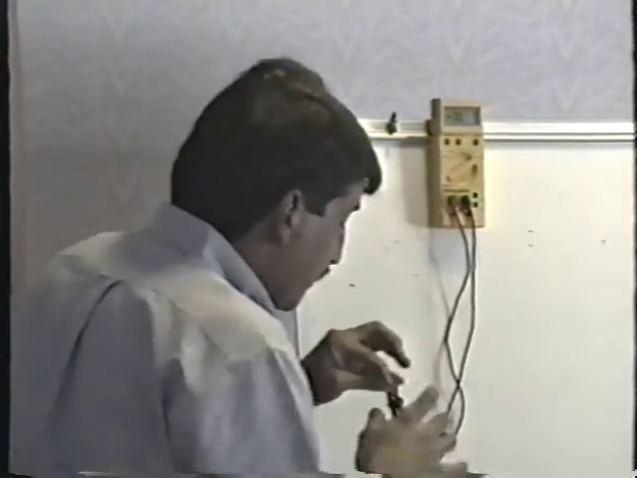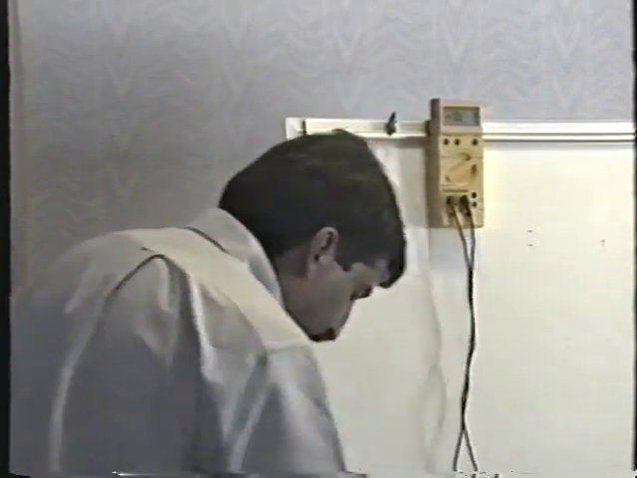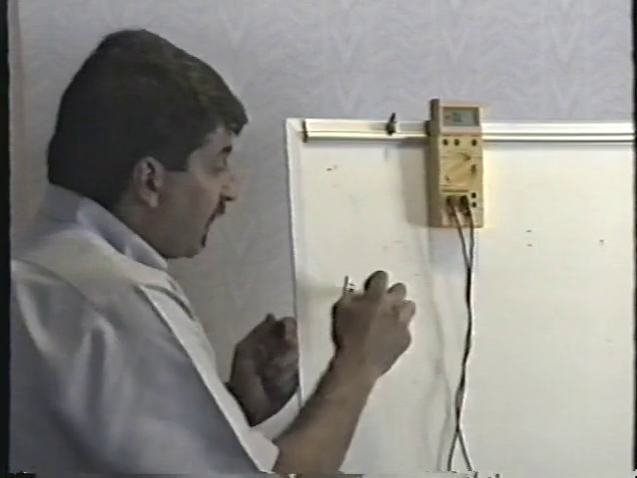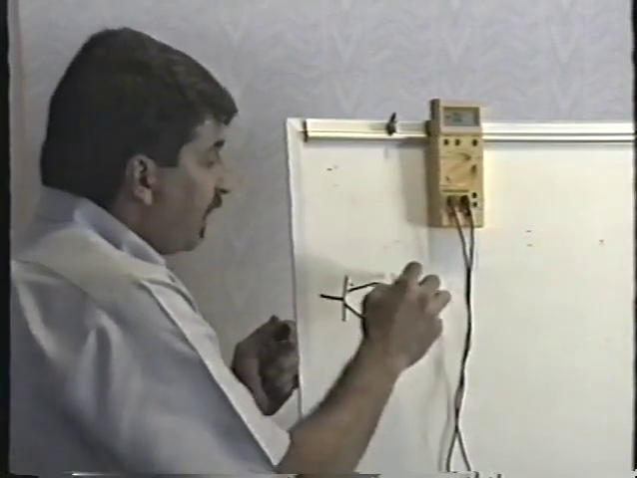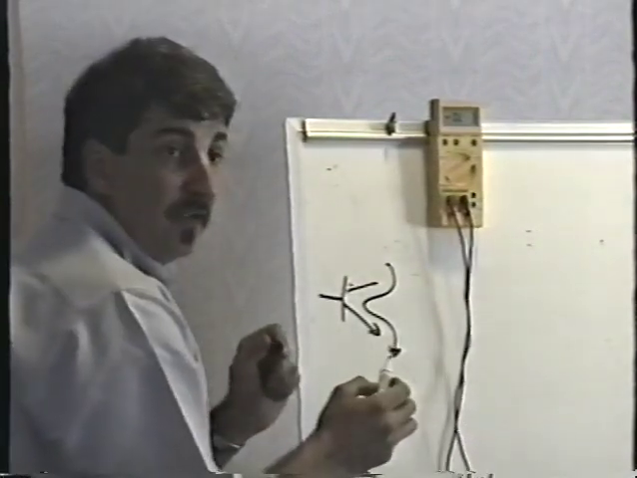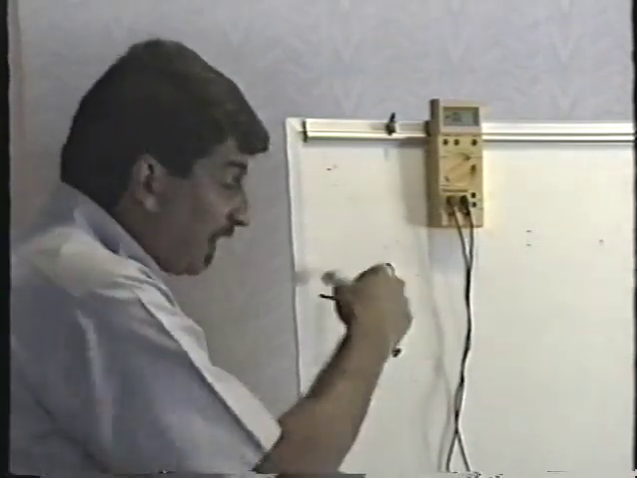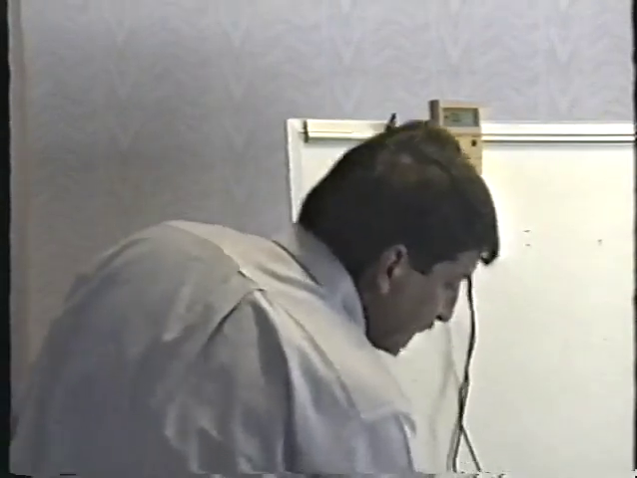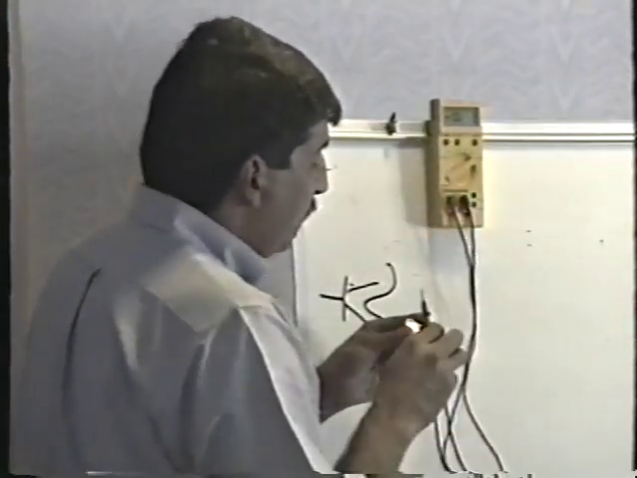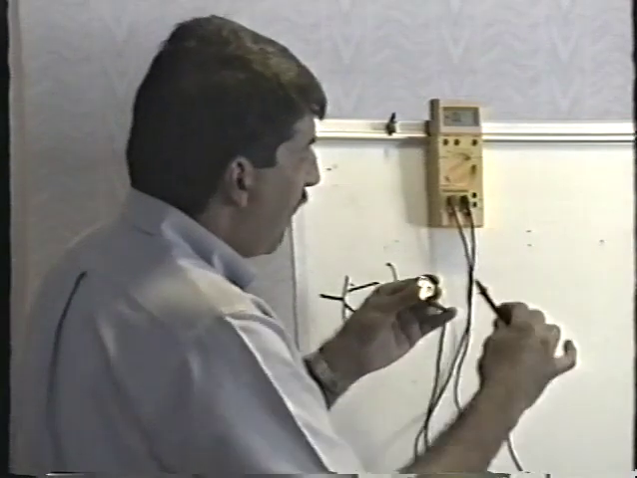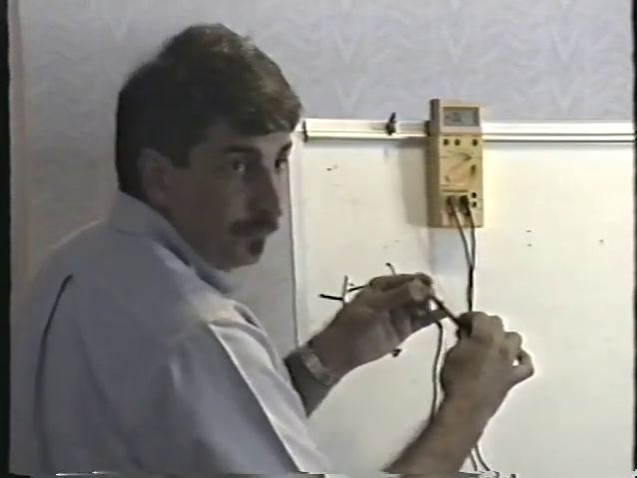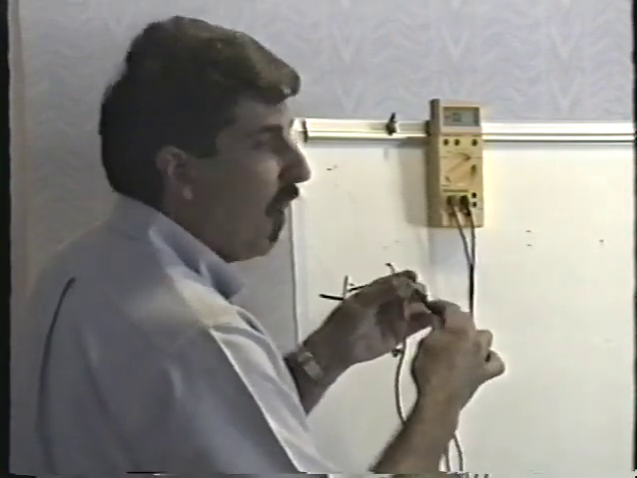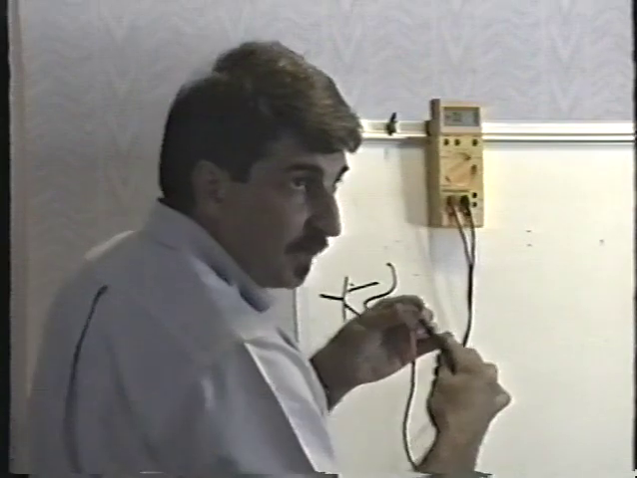Now, final test. Remember that in a transistor, the main switch in a transistor is between the collector and the emitter. Remember that? That's where they call it the collector current. That's the main current flow in a transistor. As a final test, make absolutely certain, put one lead on the collector, the other lead on the emitter. It should be open. When you reverse the leads, collector to emitter should be open. And that's the complete test.